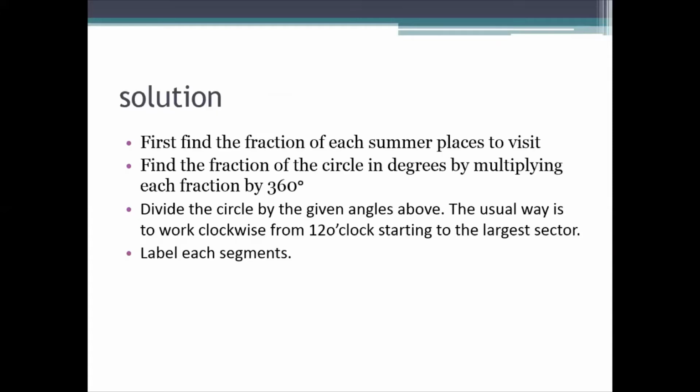Now, to find the sectors, we need to take note of the following. Number one, first we need to find the fraction for each summer place to visit. Number two, find the fraction of the circle in degrees by multiplying each fraction by 360 degrees. Number three, divide the circle by the given angles above. The usual way is to work clockwise from 12 o'clock, starting with the largest sector. And last, don't forget to label our segments.